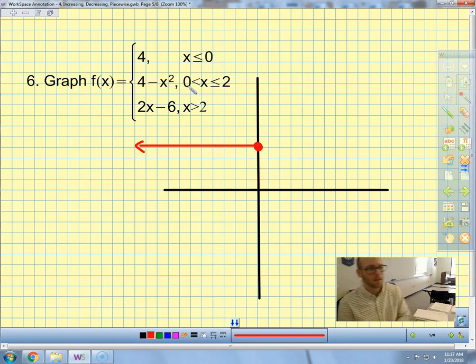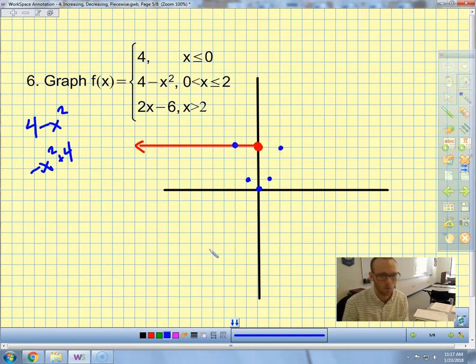Okay. Now, from 0 to 2, it turns into 4 minus x squared. Now, we should recognize that as a quadratic, so we know the graph's a parabola. If I were to rewrite 4 minus x squared, that's negative x squared plus 4. And thinking on our prior knowledge, hopefully we recall how to graph that. We know parabolas are U-shaped. The negative is going to do what to our parabola? Flip it. The plus 4 is going to move it. Good, up 4.